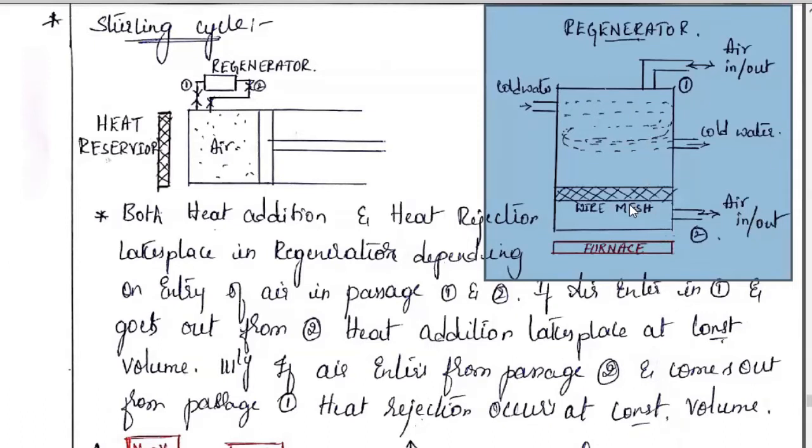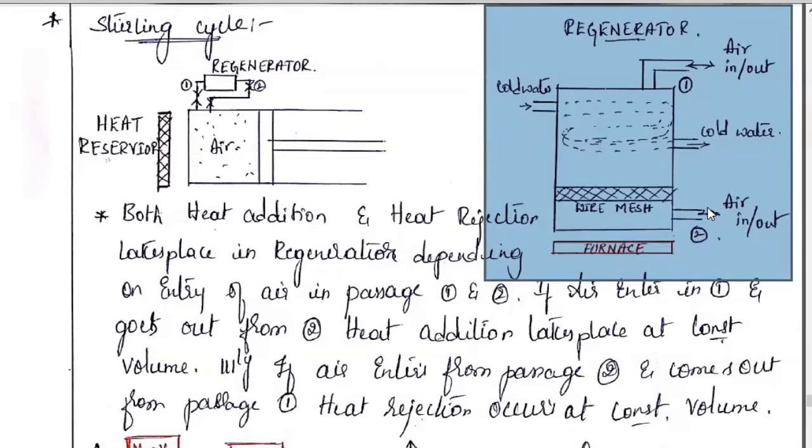Now there are 2 compartments, as I said earlier. The first compartment has a coil. That coil contains cold water. This cold water flows inside that coil and comes out, and meanwhile the 2 compartments are separated by a wire mesh. Beneath that wire mesh there is air. This air comes inside. This complete arrangement is kept above the furnace.